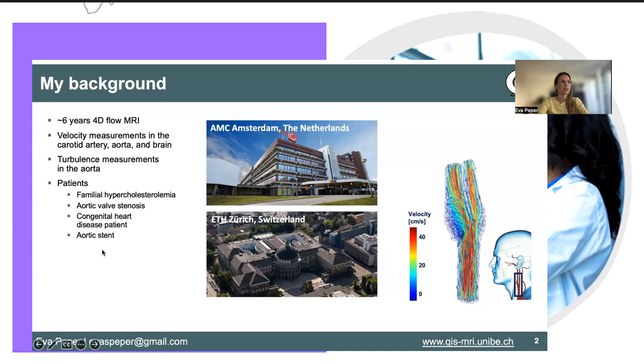I must say I'm a physicist, so most of the time when I develop techniques, I scan bottles or phantoms. Sometimes I move on to scan a colleague, but I have not scanned many patients. I usually collaborate with clinicians on that. I do have a few: I once scanned a group of familial hypercholesterolemia patients and aortic valve stenosis patients. I once had a congenital heart disease patient, and another with an aortic stent. I'll talk about this throughout the talk, and show an example of this last one in the second half of the talk.